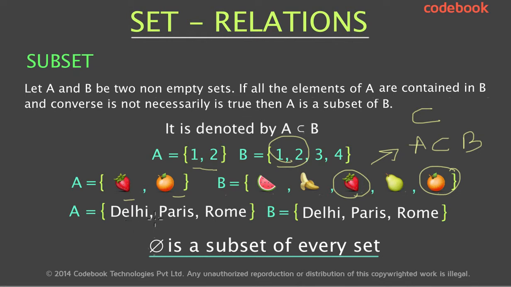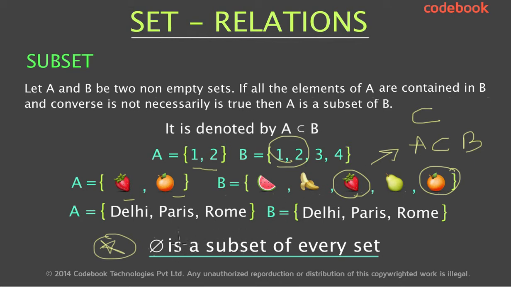Similarly, we have A equal to {Delhi, Paris, Rome} and B equal to {Delhi, Paris, Rome}. Again, all the elements of A are present in B, and here all the elements of B are also present in A. So even this is a good example for A subset B, but this is also a good example for two equal sets because they have the same elements. And an important property to remember is an empty set is always the subset of every set.